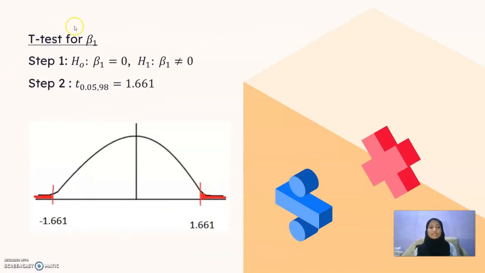So for the t-test for beta 1, step 1: H naught, beta 1 is equal to 0; H1, beta 1 is not equal to 0. Step 2, we just need to substitute the significance value and then n. This answer we got from the table. As we know, the graph is two-tailed because it is not equal to 0.